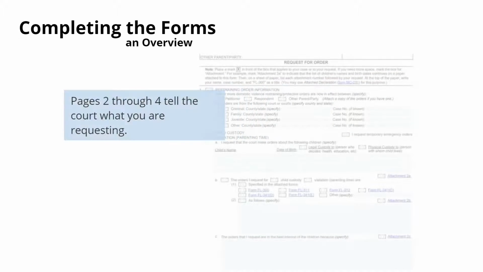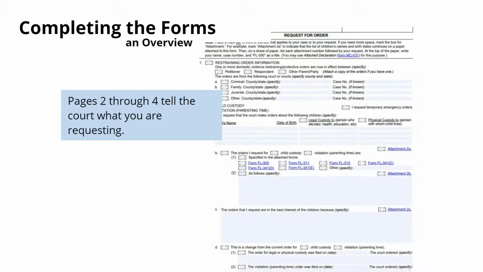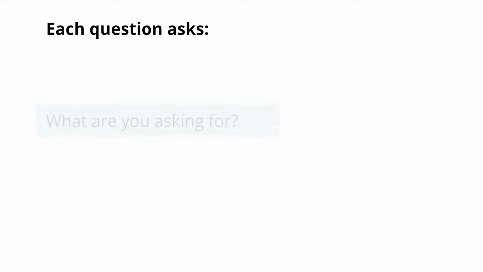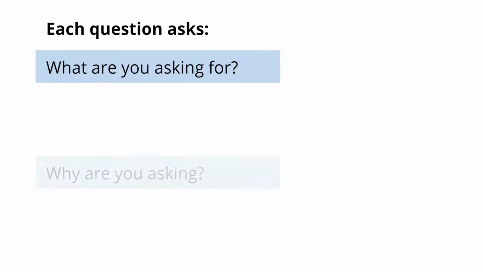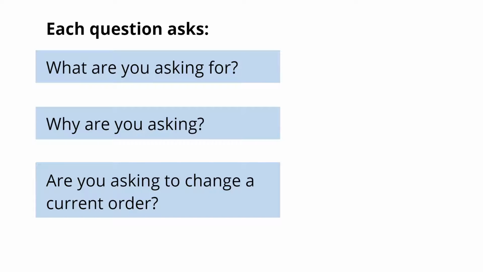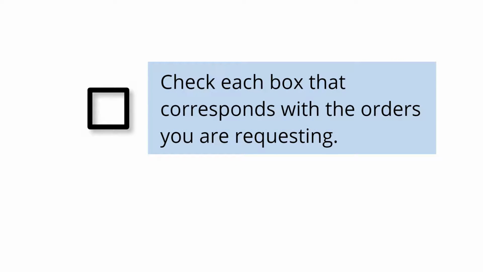On pages 2 through 4 of the request for order, each question is a different type of order you can ask the judge to make. Primarily, each question asks, "What are you asking for? Why are you asking for this? And are you asking to change a current order?" Check the box that corresponds with the request that you are making and fill out the section completely.